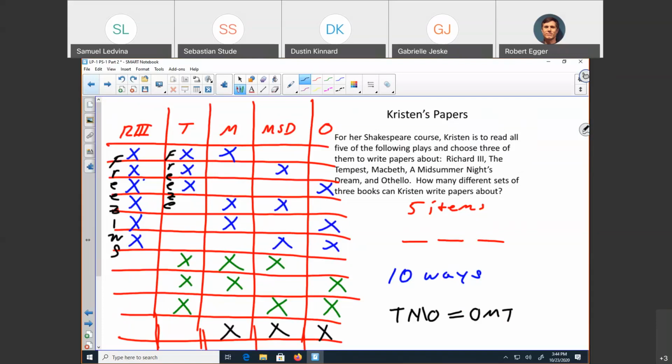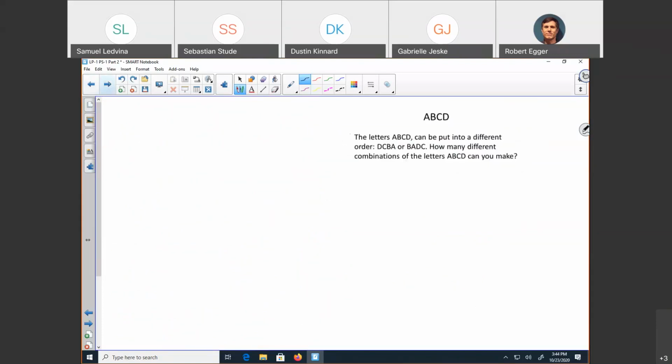What we're going to do next is look at what we refer to as a permutation. Basically, A, B, C, D is not the same as B, A, D, C. Same letters, it's the same combination, but a different permutation.